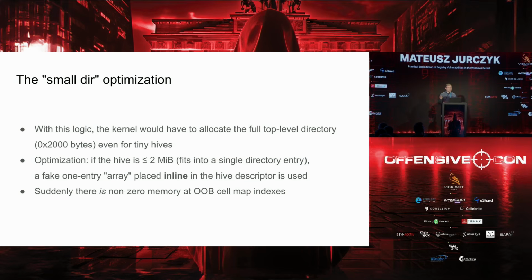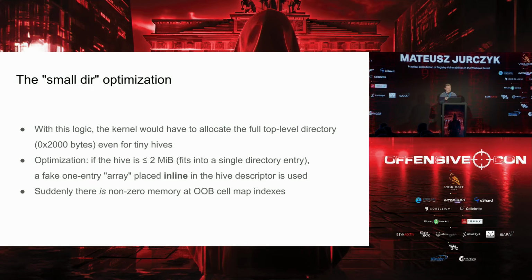Because with the normal logic, the kernel would have to allocate the full top-level directory, which has 8 kilobytes of data, even for very tiny Hives. This is not very optimal. So what they did, I think maybe even in the original implementation of the registry, is that if you have a Hive that is small, smaller than 2 megabytes, which means that it fits into a single directory entry, instead of allocating the full 8 kilobytes from the kernel pools, the kernel just uses a fake one-entry array that is placed inline of the Hive security descriptor structure, which is very interesting.